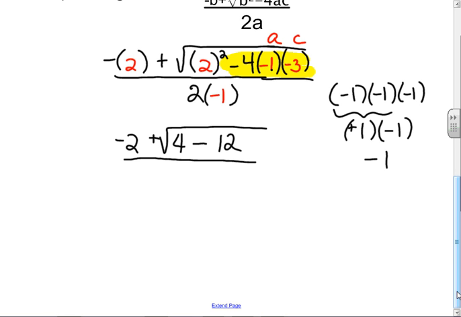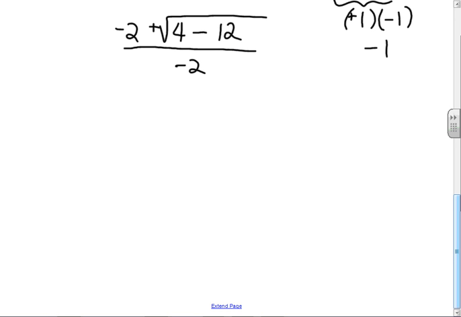2 times a negative 1 is a what? Are you guys awake? 2 times negative 1. Keaton, what's 2 times negative 1? What does a negative do? It just changes the sign to negative. Yeah, let's not make it hard.